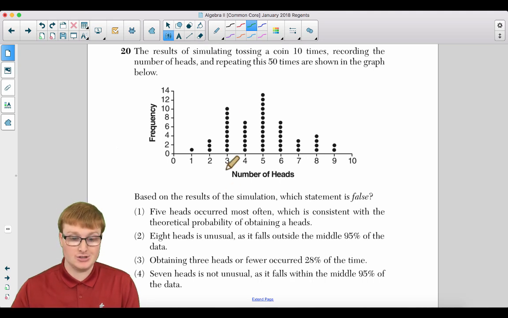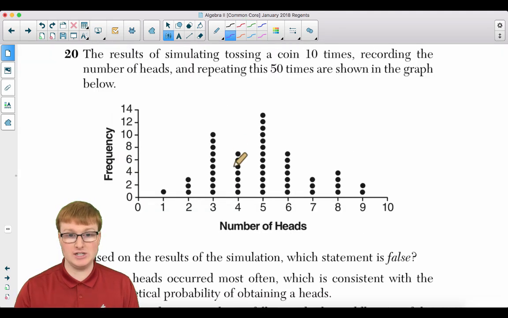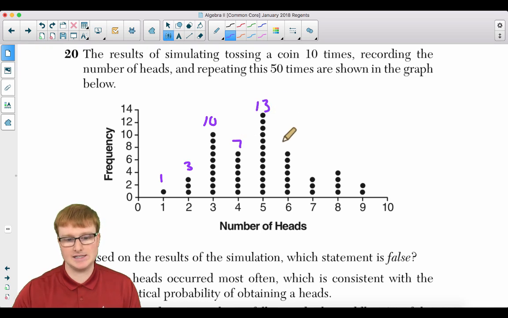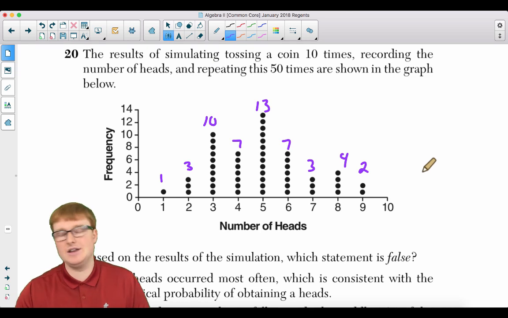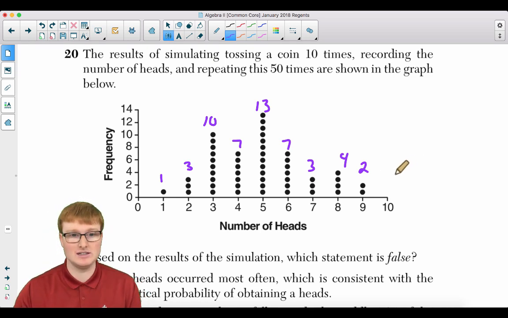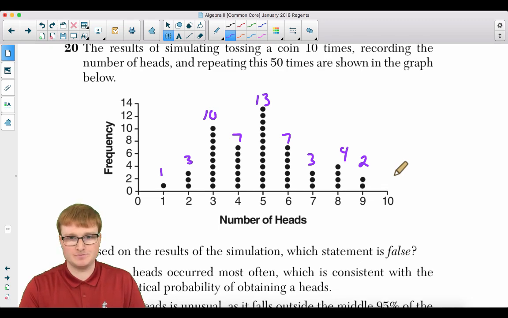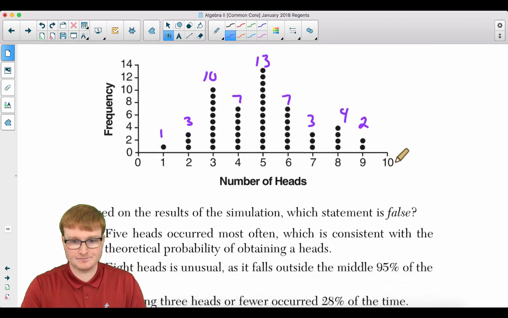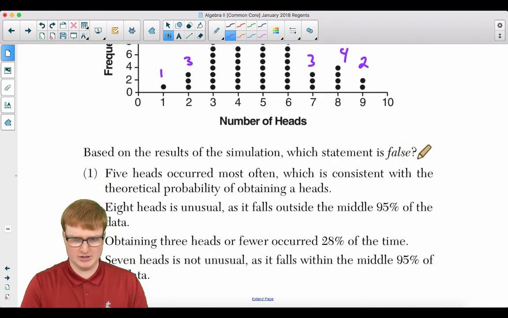Okay. So I am actually going to count, call me crazy, but you actually need to count these dots. There's 1 dot here, there's 3 dots here, there's 10 dots here, there's 7 dots here, there's 13 dots here, there's 7, 3, 4, and 2. And no, I did not count that fast. I have the numbers written on my paper. So, yeah, that's good. So, we have this, and it's asking you all of these questions, right?